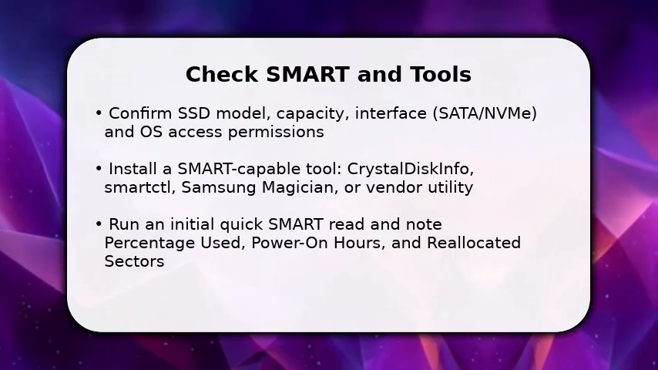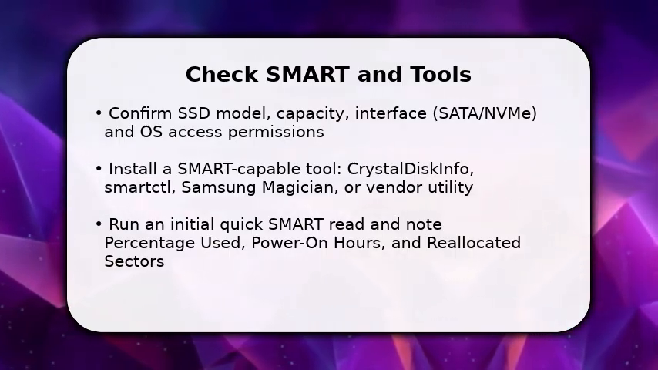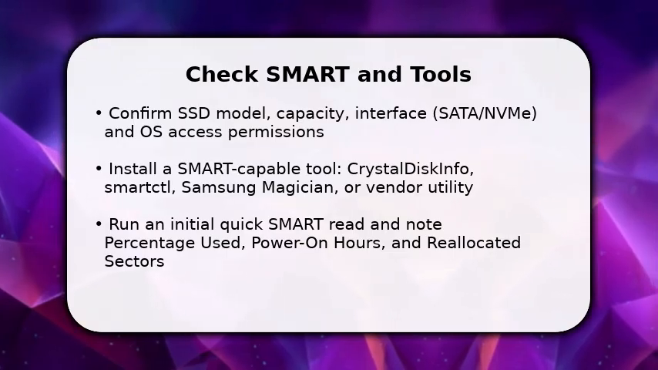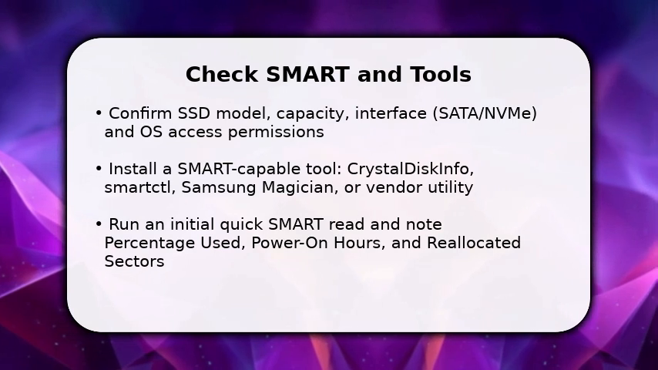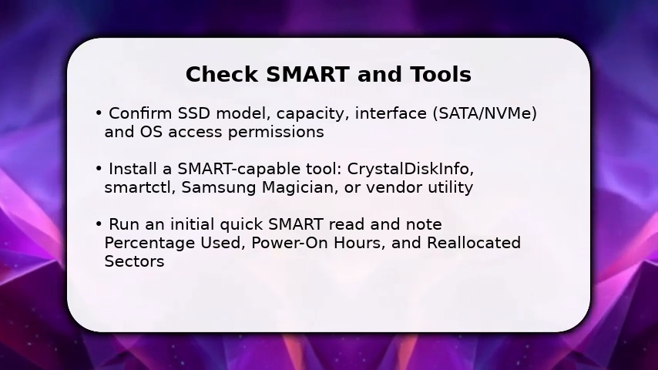You should also note TBW or write endurance if the vendor lists it. This first read gives your baseline, so you can compare later and decide if further diagnostics are needed. Now interpret what those numbers mean.